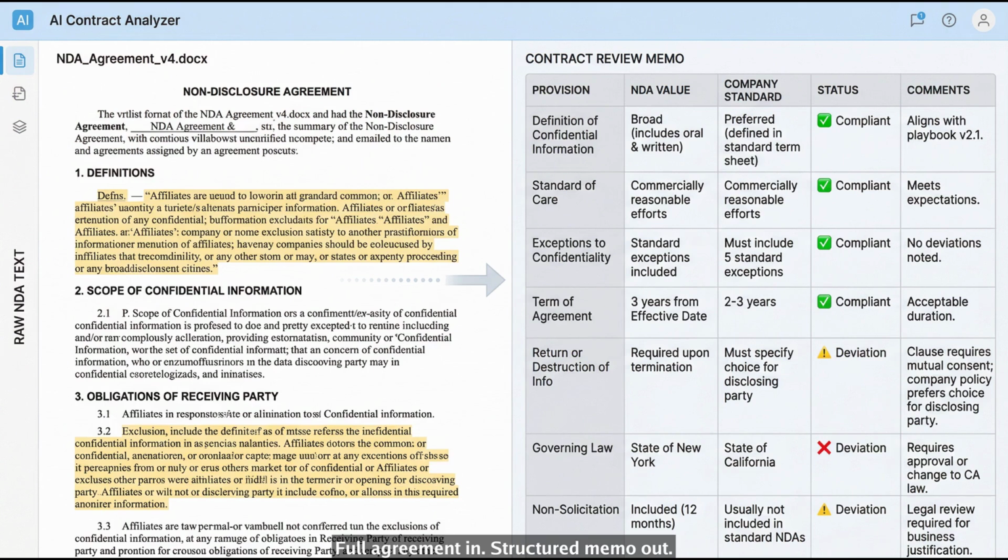The full agreement goes in. A structured review memo comes out. Every provision extracted, compared against the playbook, classified by severity. Whether the incoming document is a vendor NDA, a hospital's business associate agreement, or an insurance policy endorsement, the same comparison runs the same way.